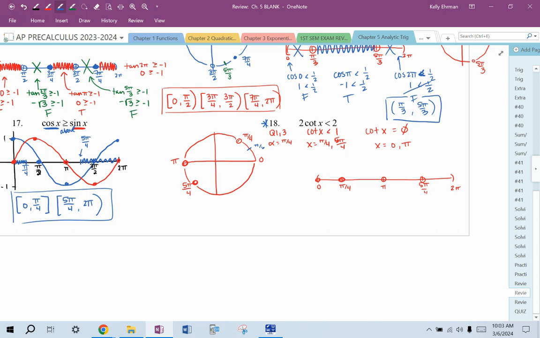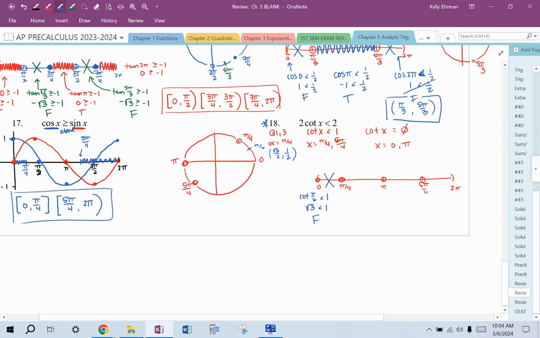Okay, so for pi over 6, I'm going to do cotangent of pi over 6 is less than 1. So what is the cotangent of pi over 6? You might need to remind yourself what that ordered pair is. Nothing wrong with that. X over y is radical 3. Is radical 3 less than 1? No, that's false. 1 point something is not less than 1. So nothing in that section.